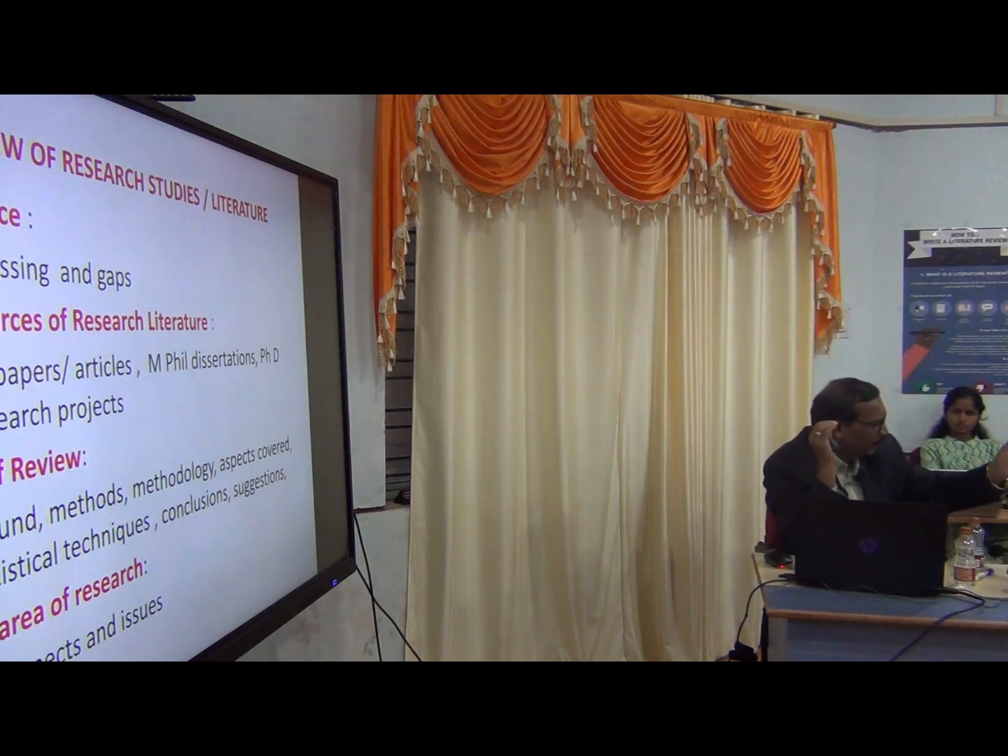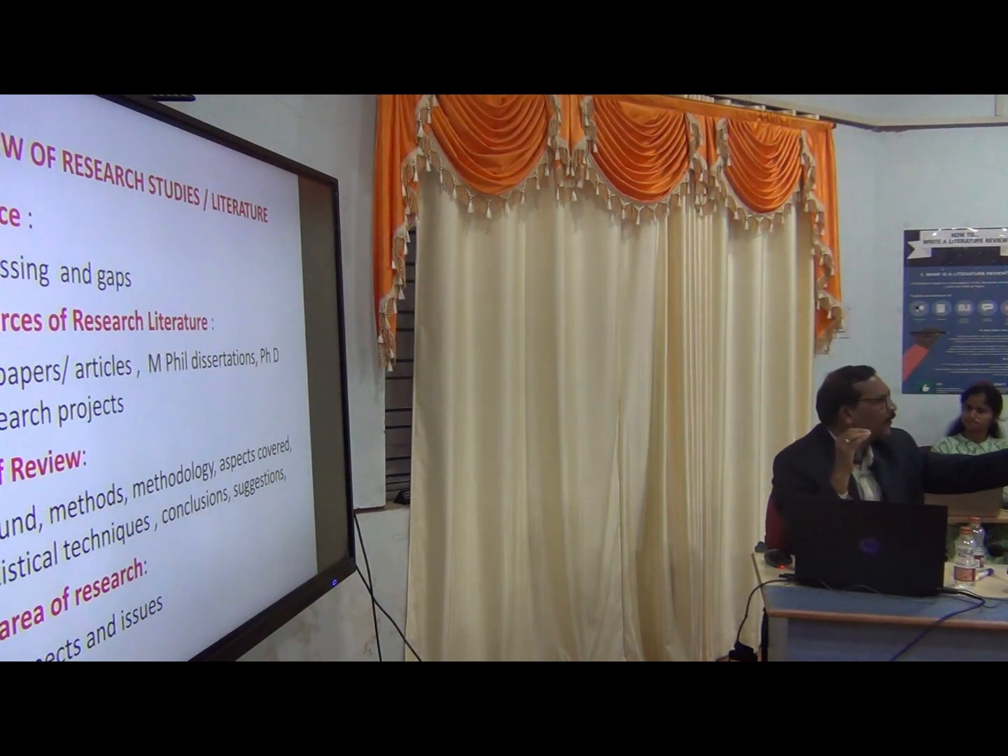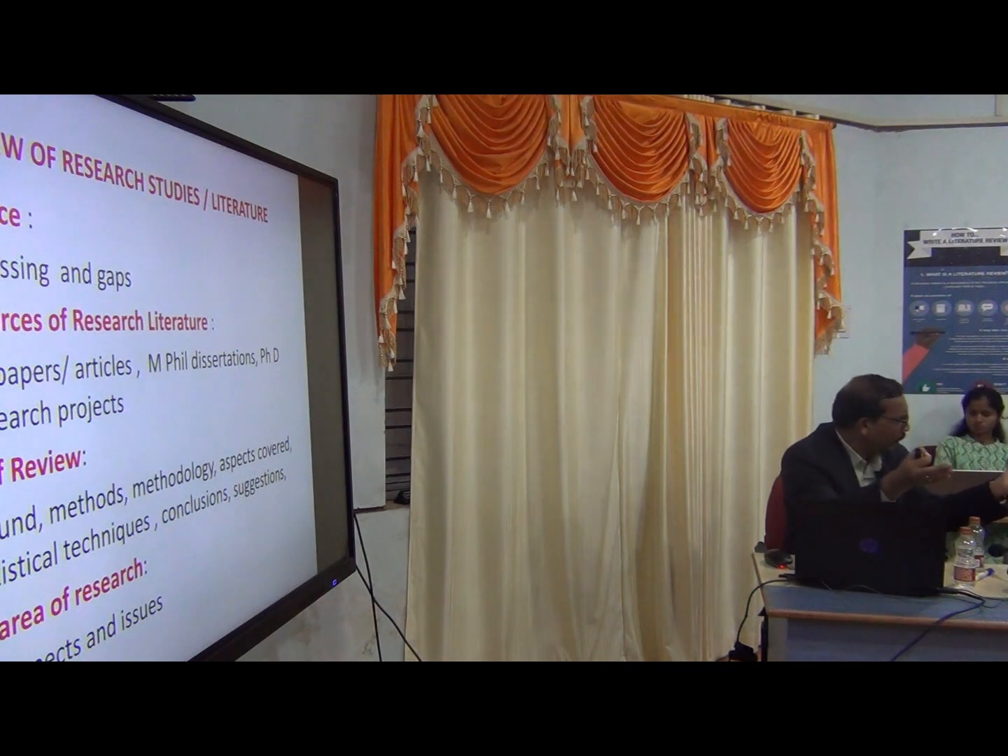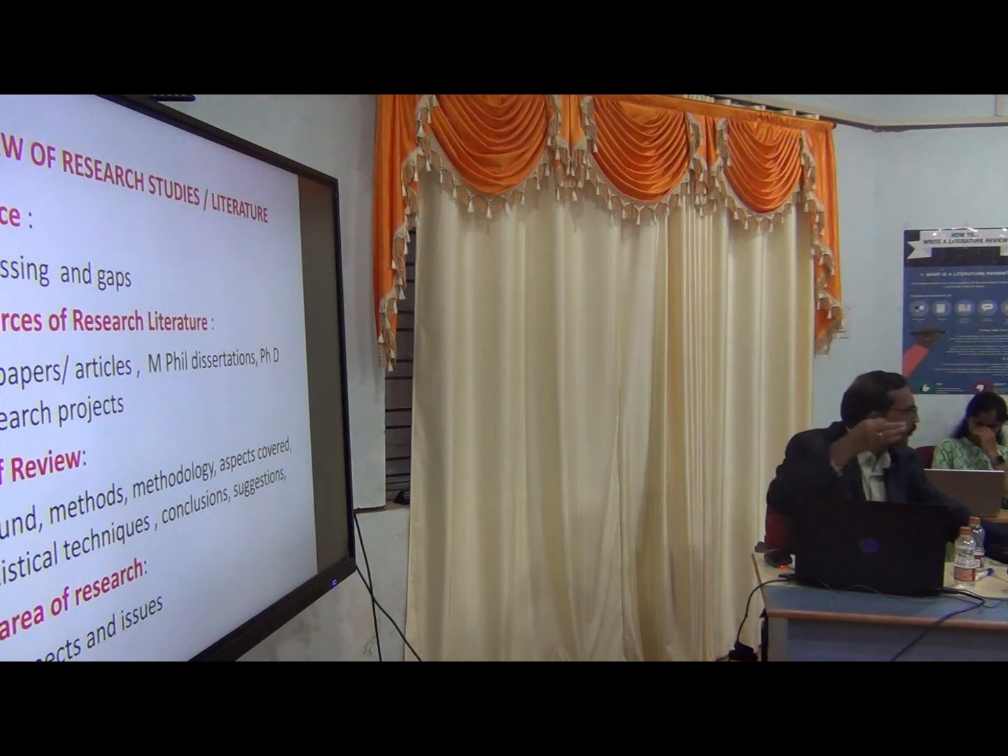Then aspects or dimensions covered. Suppose in higher education: gross enrollment ratio, dropout ratio, teacher-pupil ratio, infrastructure, rural-urban disparities. These are the aspects or dimensions. If those are covered, what is missed out, what remained, that you have to check, identify and recognize. Then only you can proceed further.